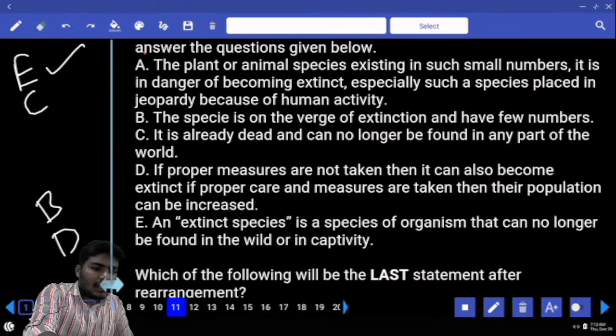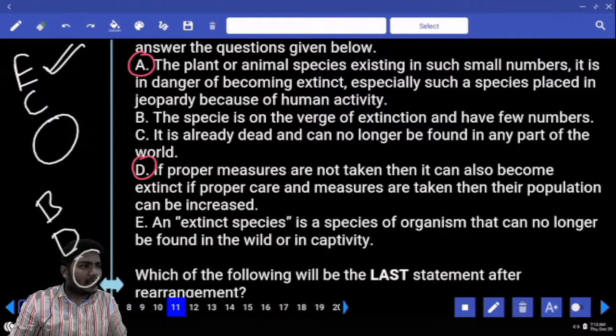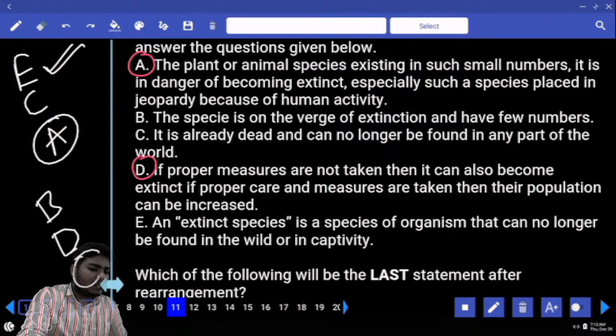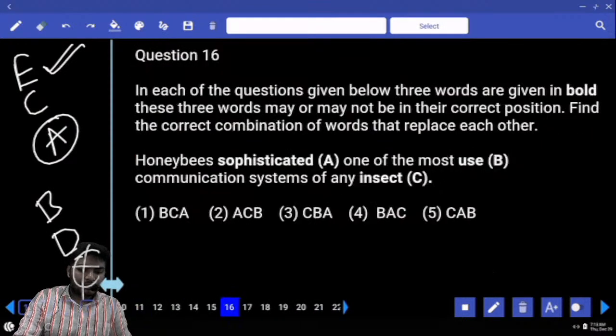Next, what is remaining here? A is remaining, E is the starting sentence. Now A must be paired here or here. Tell me your answer. CA or DA? We have mentioned D already as the ending sentence, as a solution, right? So A must be placed only in the middle. So the rearrangement comes as ECA and another one is BD. Last, you cannot add it. Next one.